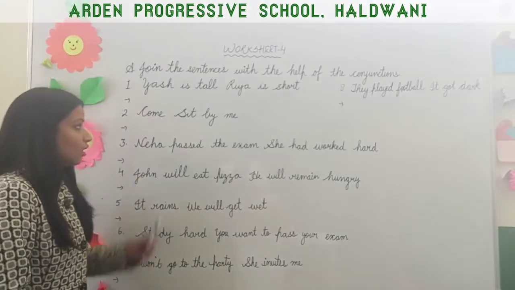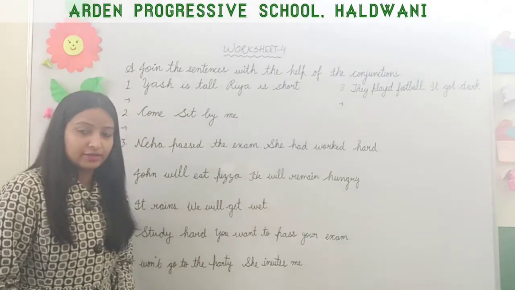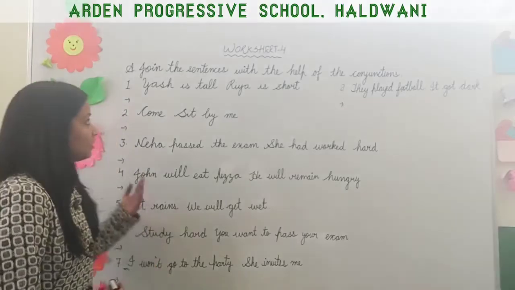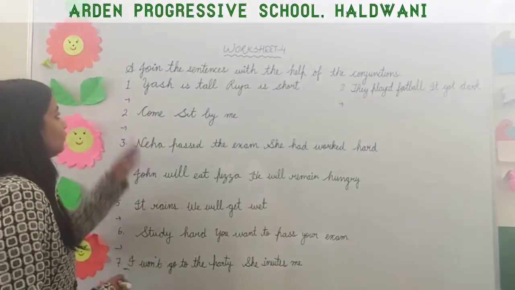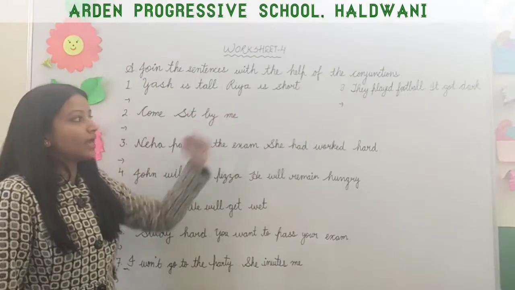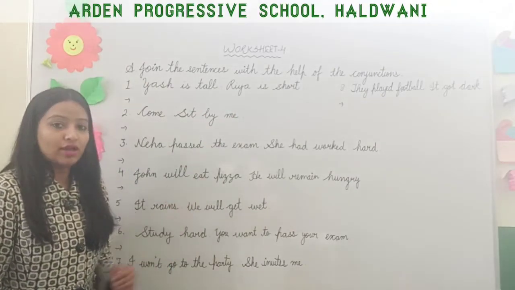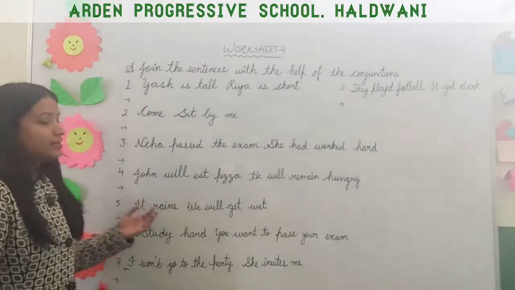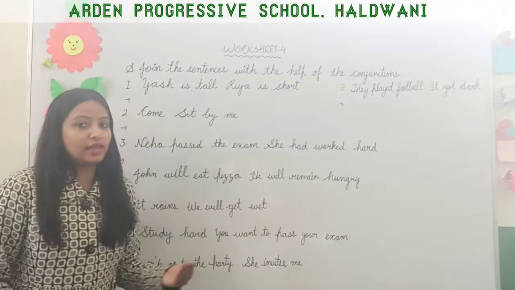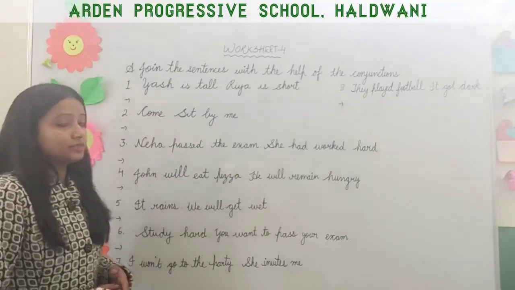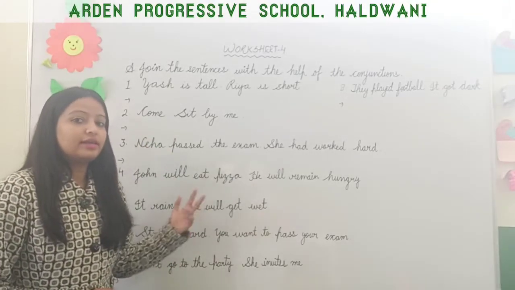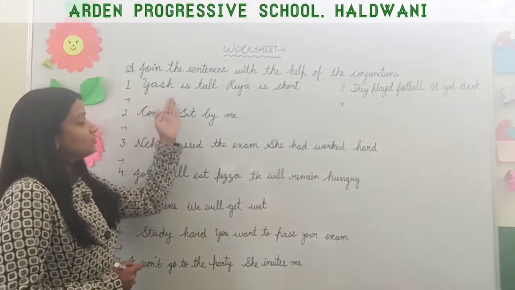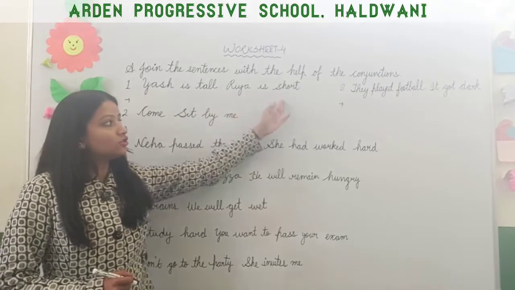Okay. So now first of all, let us solve this worksheet. Then only we will move ahead to the other question. So join the sentences with the help of the conjunctions. As I have told you, first and foremost we should read the caption. So we have read the caption. It is saying us to join the sentences with the help of conjunctions. Our first one is: Yash is tall, Riya is short.